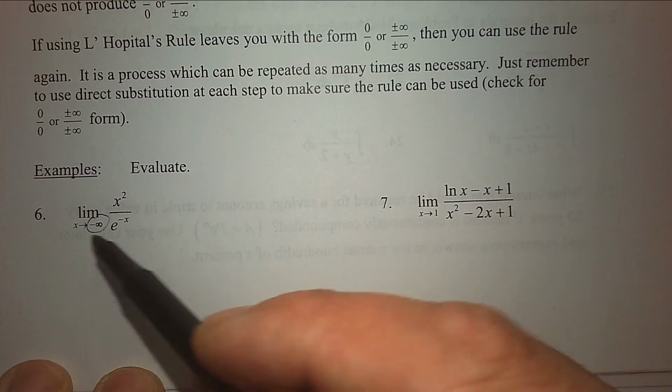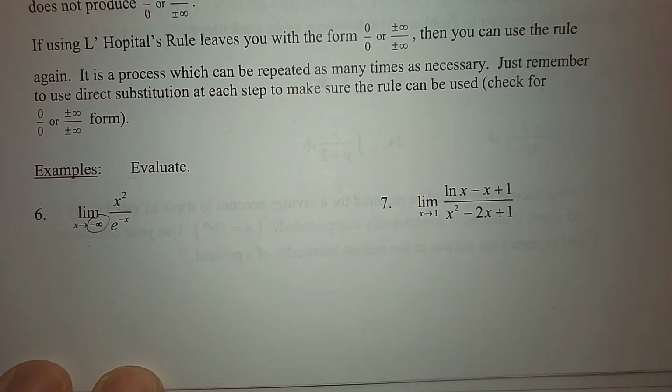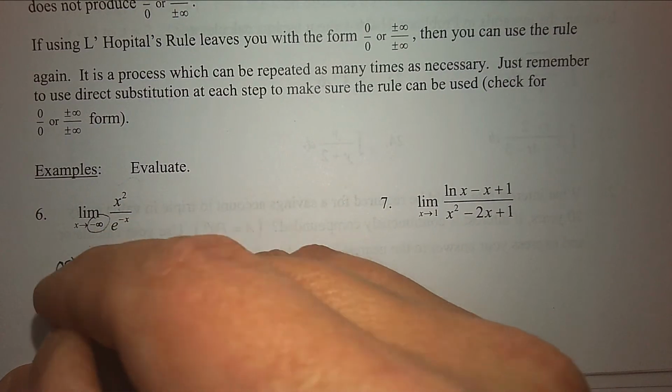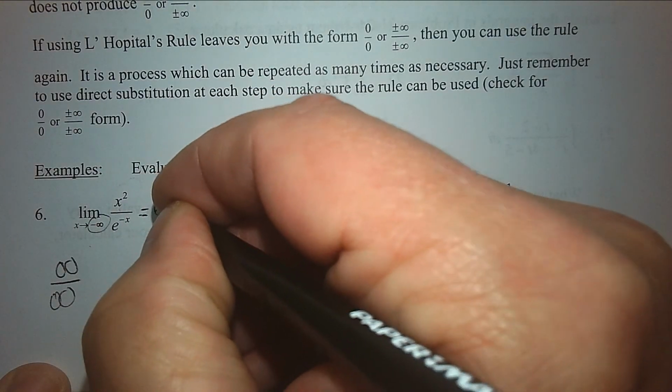What happens when I plug in negative infinity? What does the top go to? Positive infinity. What does the bottom go to? Remember, a negative times a negative is positive. So it's also going to where? Because e to the positive infinity, right? So they're both going to infinity over infinity. So what does L'Hopital's rule say I can do?